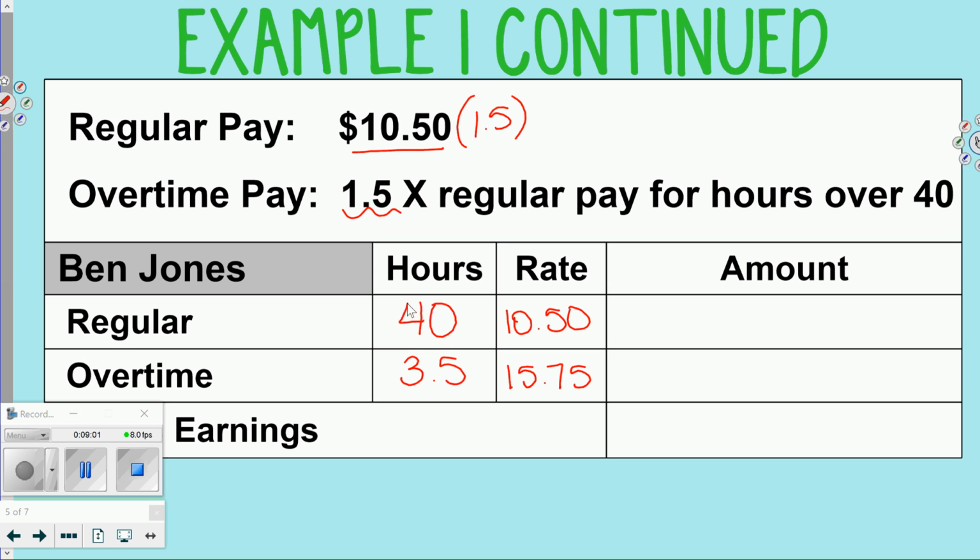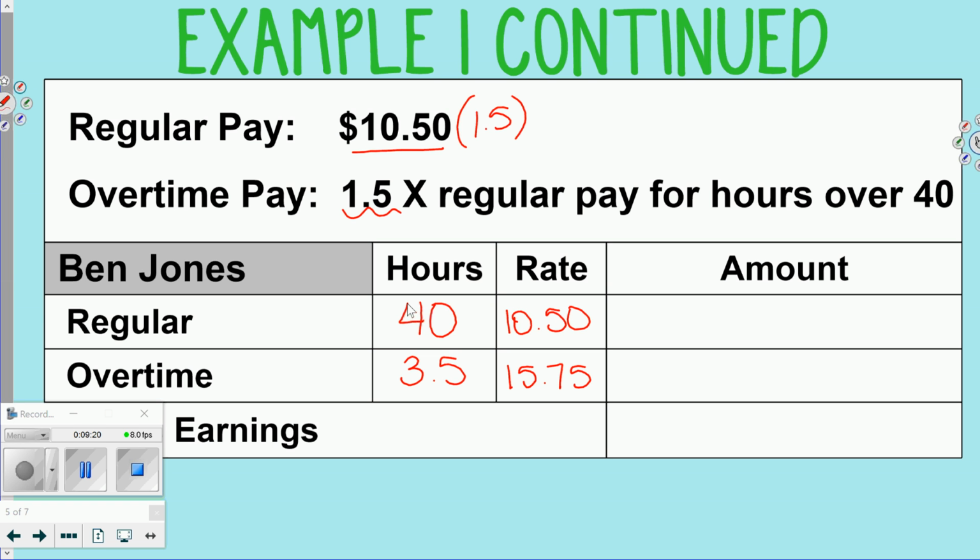Most common mistake students make is they write 1.5 for the rate. I don't know about you, but I'm not working overtime for $1.50 an hour. So your overtime rate should always be more than you make for your regular, right? If you're going to work extra, they better pay you extra to stay overtime.